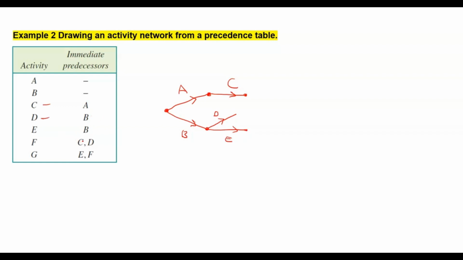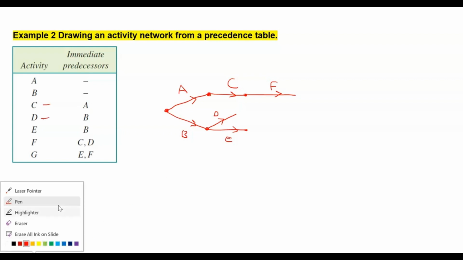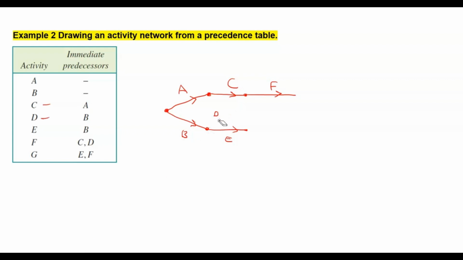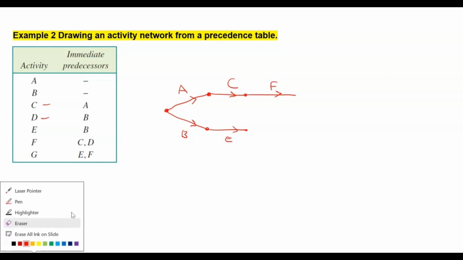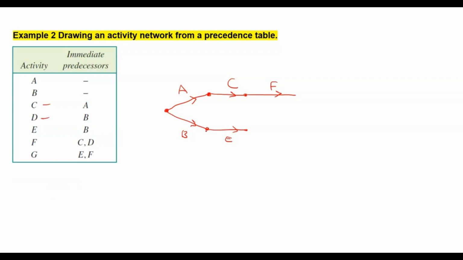Okay, so now we have activity F right after C and D. So that means if I put activity F there, that's activity F. So I have to join D with the node. Okay, so we're going to have to do this, rub it off, put it again. And there we go. Now you see why you need to use a pencil.